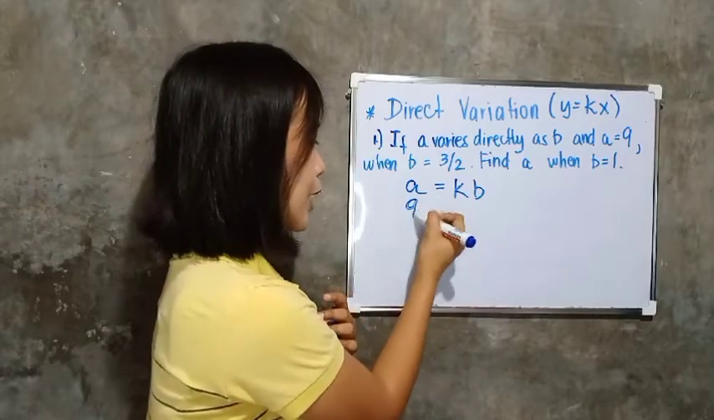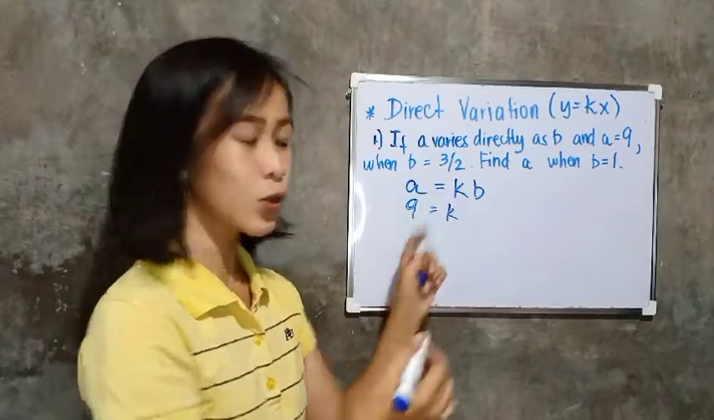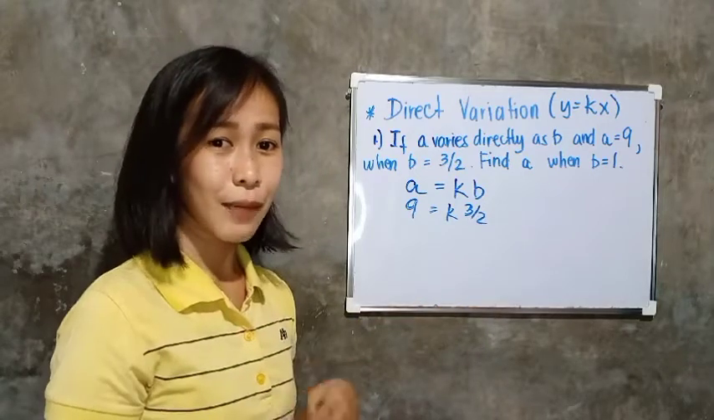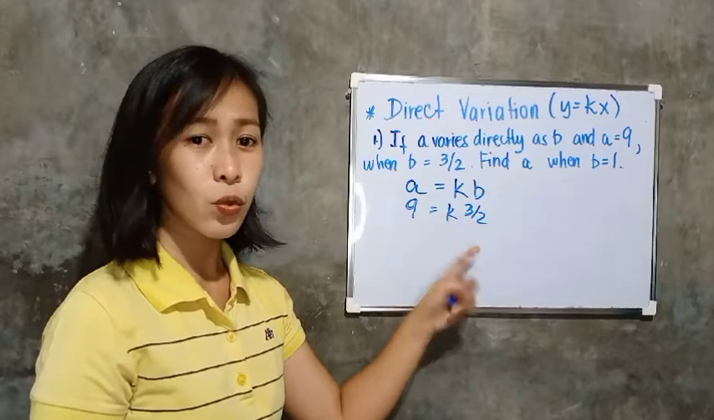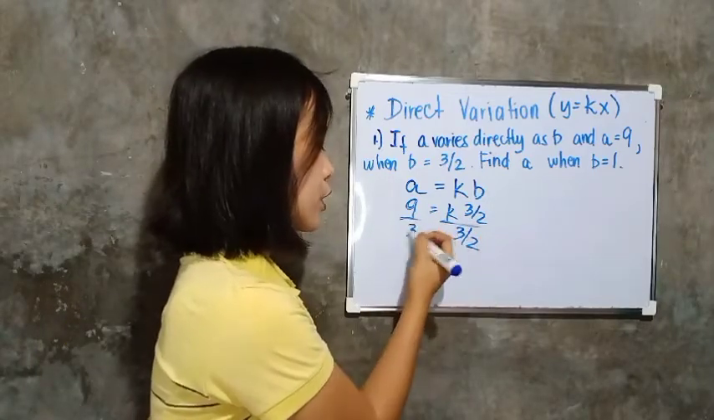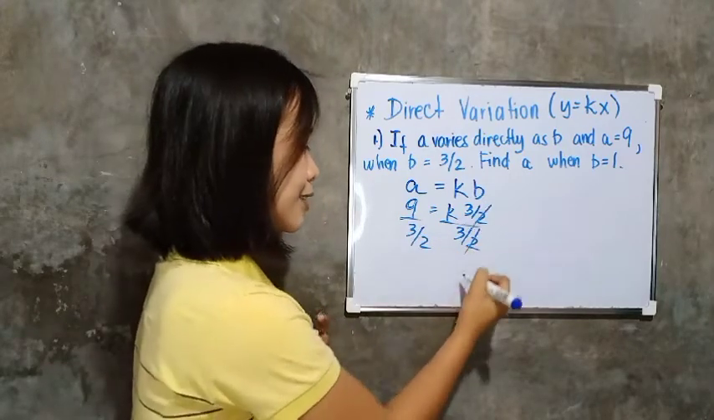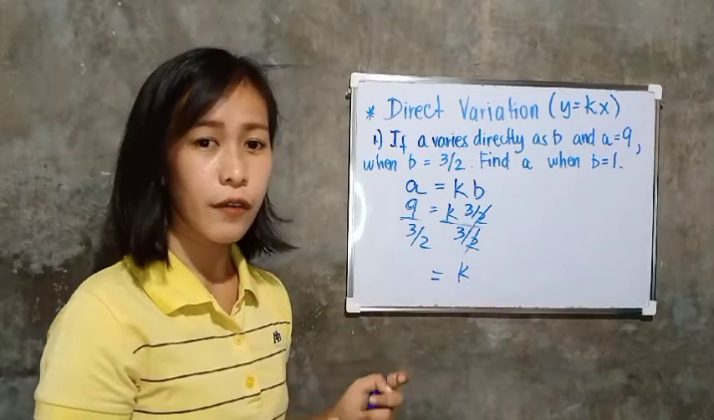So, A is equal to 9 is equal to K. And ano ba ang ating B? 3 over 2. So, we have 3 over 2. Okay? So, the next step nga, di ba, na sinabi ko sa inyo is, of course, to cancel 3 over 2 by dividing both sides by 3 over 2. Kasi si 3 over 2 yung ating ika-cancel. So, we have to cancel it out. K na lang yung natira, no? And then, 9 over 3 over 2.